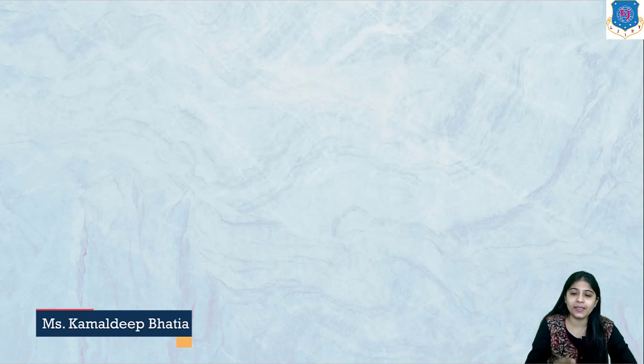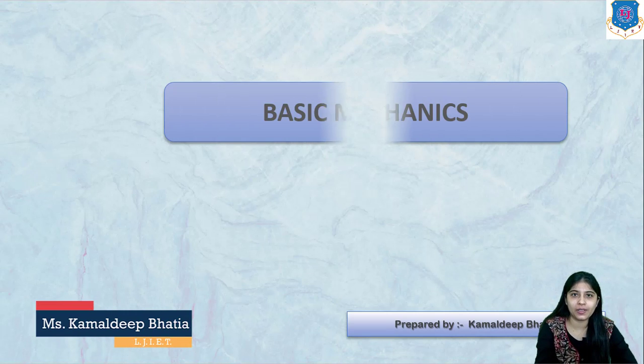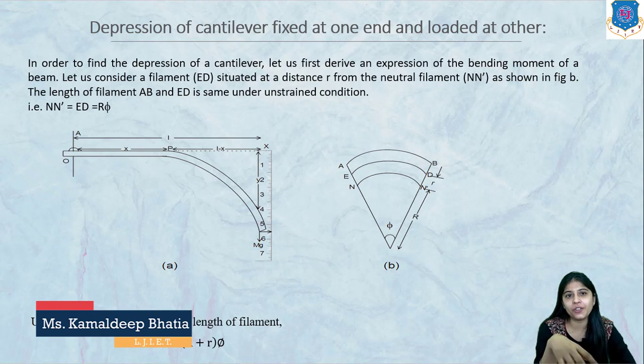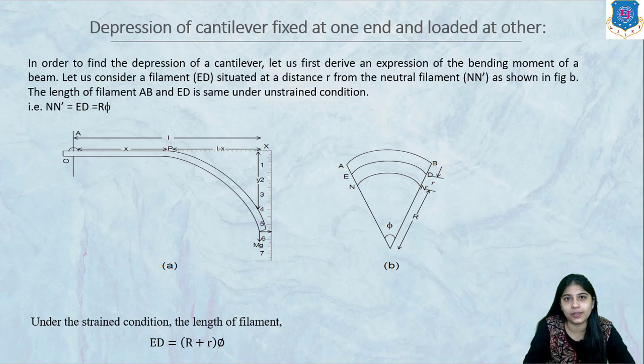Everyone, in this session we are going to learn the depression of a cantilever fixed at one end and loaded at the other. As you can see, there is a diagram, A and B. In figure A, the cantilever is clamped at point A.